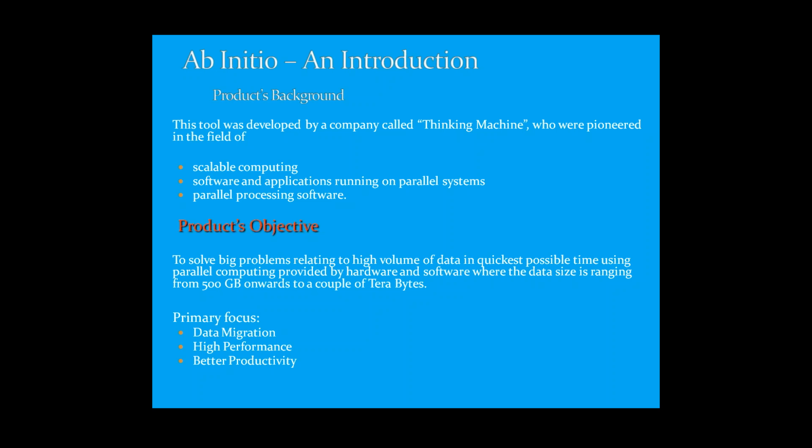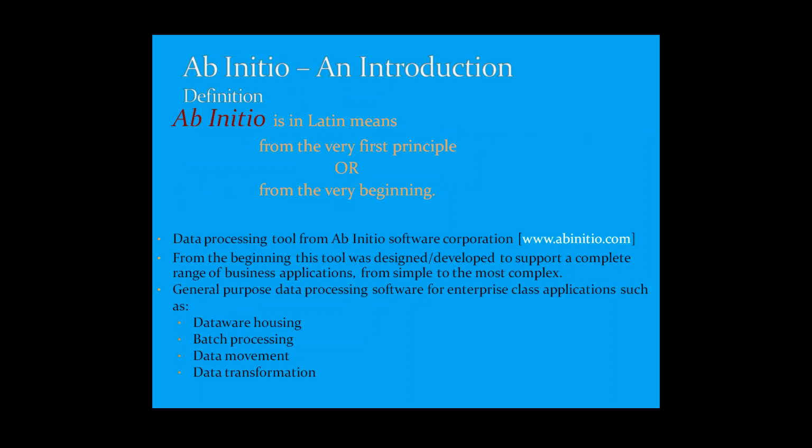Okay, so in earlier days, the tool was capable of handling GBs of data. Nowadays, every client has TBs of data, so the tool can handle TBs of data, and it has big data capabilities as well. Next, this is the URL of Ab Initio Corporation. They introduced the Ab Initio tool, and it can handle applications from simple to most complex.